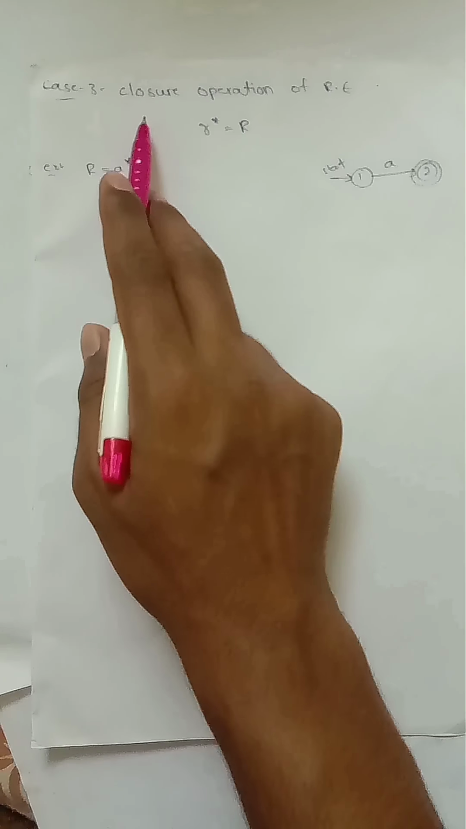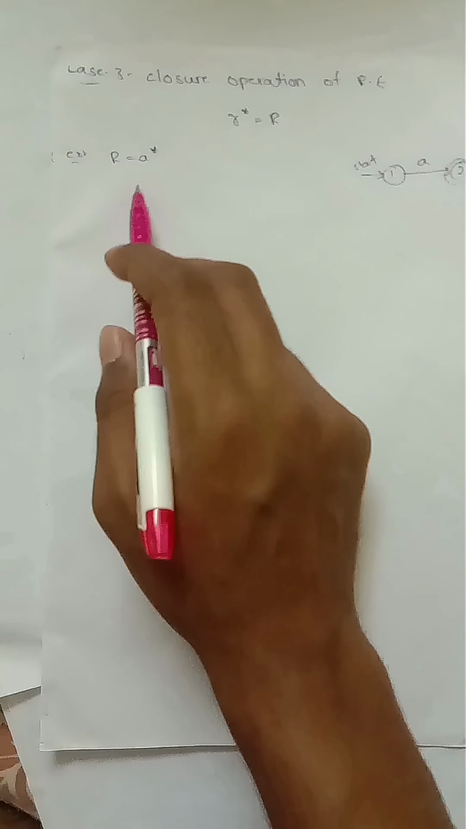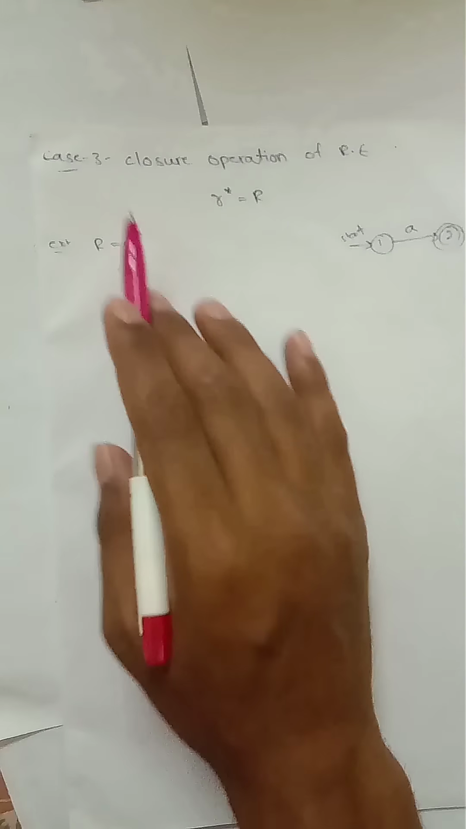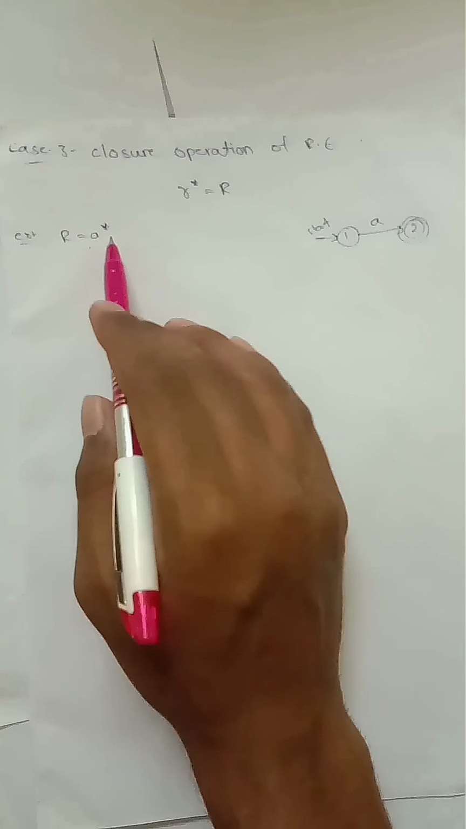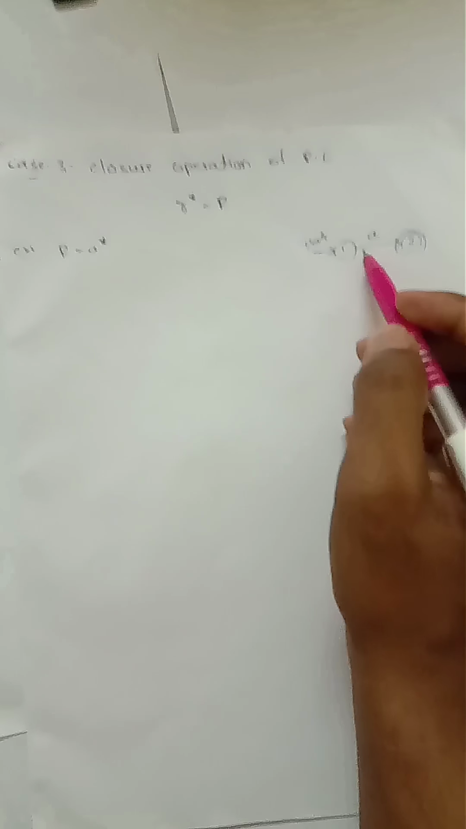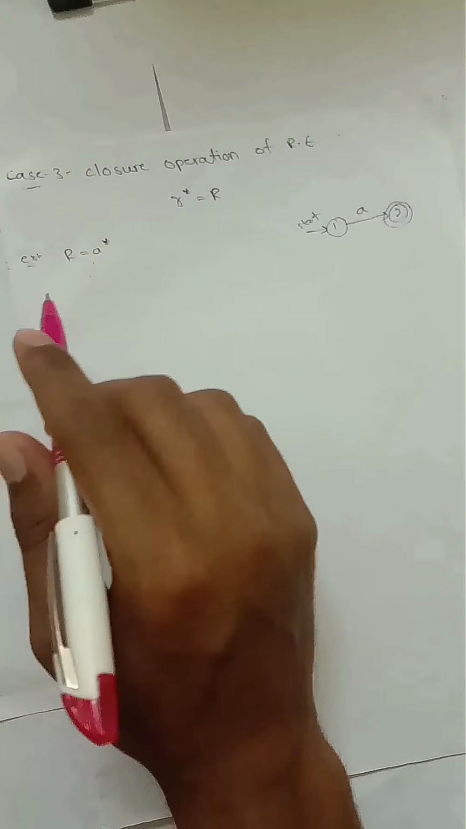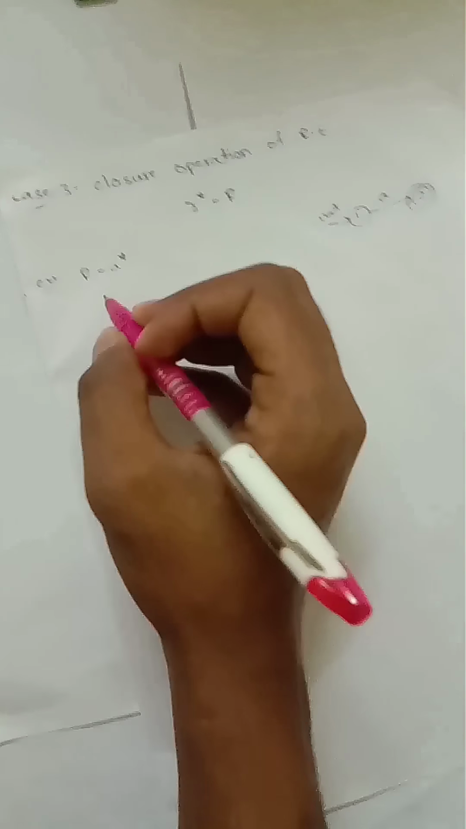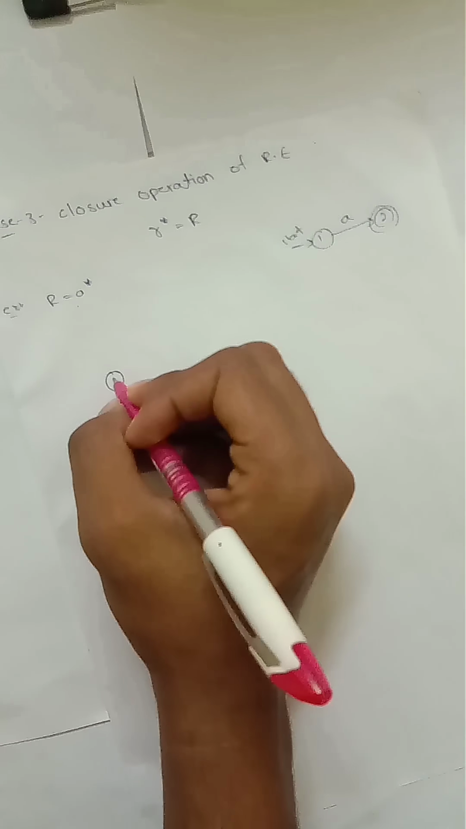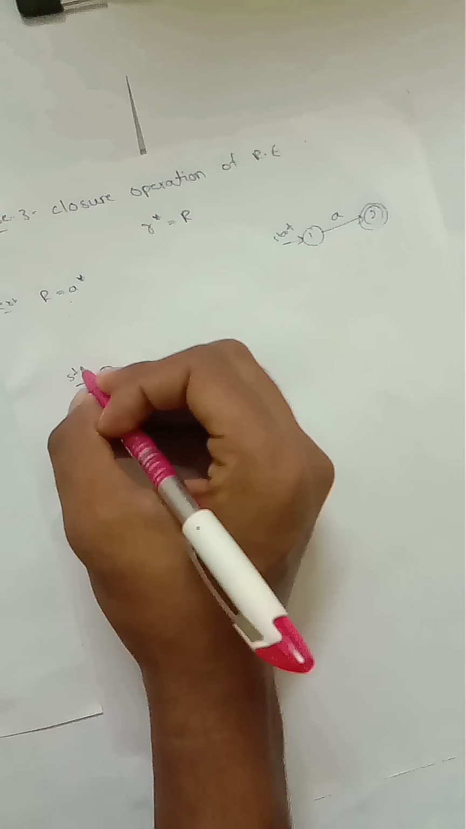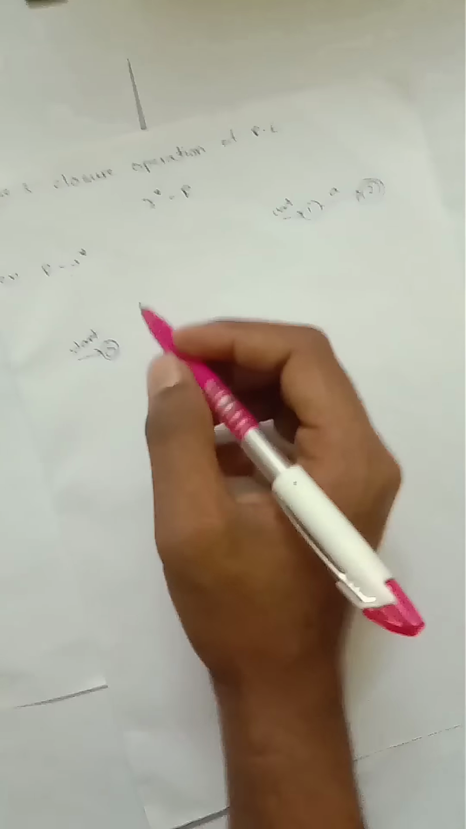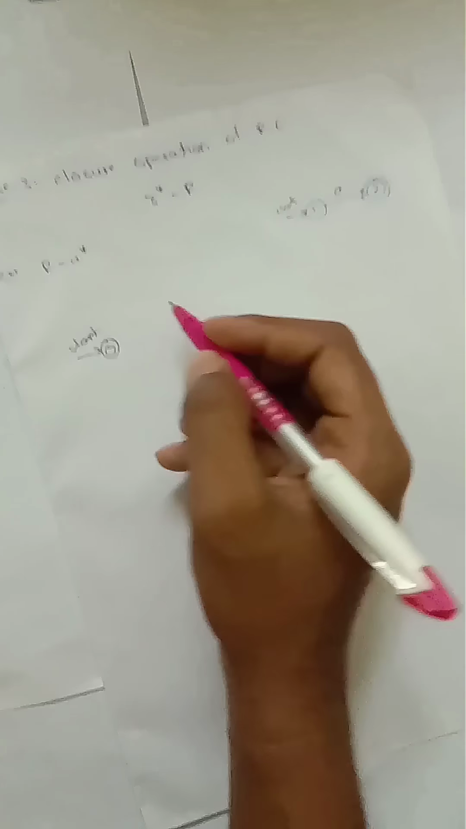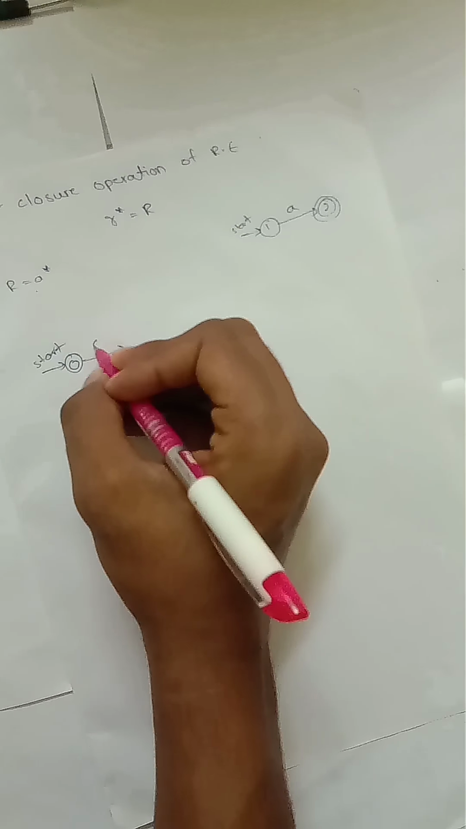Now let us see the last case, that is the closure operation of a regular expression. Let us consider A as a regular expression, then R is the regular expression A star. First draw an automata for A like this. Then to draw an automata for R, first create a new start state. Let us take it as 0. And draw a path to the starting state of regular expression A on an epsilon transition like this.